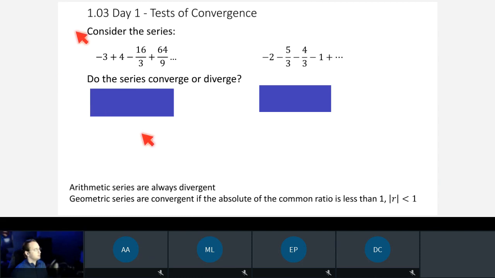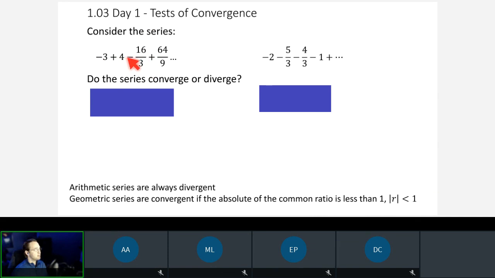All right. Consider the series. Do the series converge or diverge? Well, I'll give you a little help down here, and I say arithmetic series are always divergent. So if it is arithmetic, it's divergent. Geometric series are convergent if the absolute value of the common ratio is less than 1. So we have to determine, is this arithmetic or geometric?